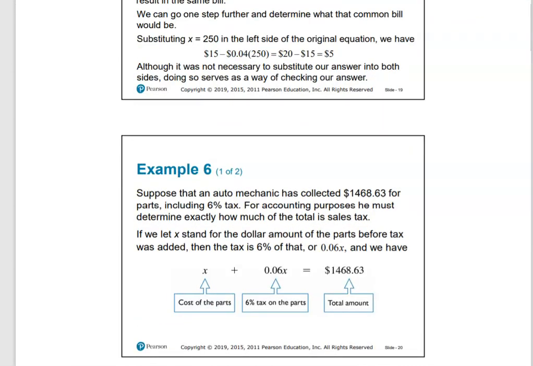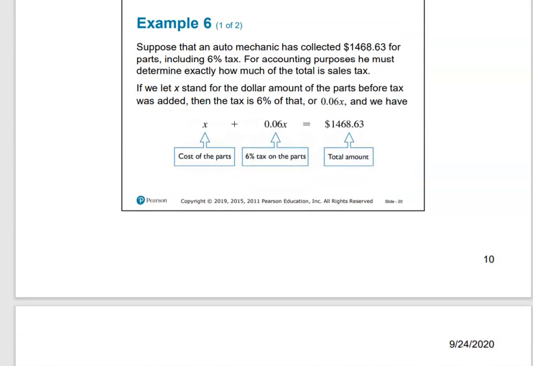Okay. Example 6, suppose that an auto mechanic has collected $1,468.63 for parts, including 6% for tax. For accounting purposes, he must determine exactly how much of the total is sales tax. If we let x stand for the dollar amount of the parts before the tax was added, then the tax is 6% of that, or 0.06x, we have the following. So they've written out our equation here.